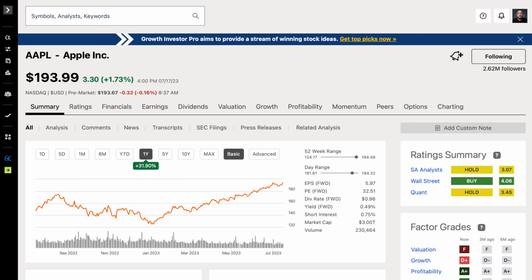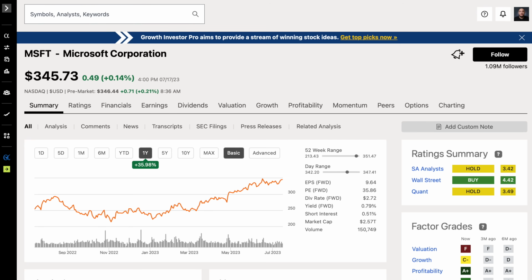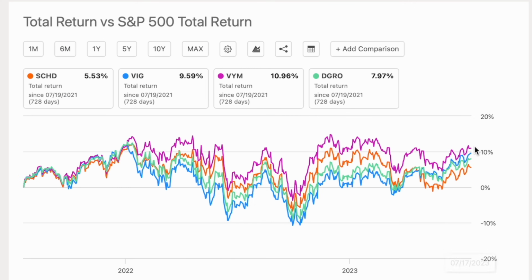But the reason it may be controversial to some is you're going to miss out on great companies like Apple or Microsoft, because their dividend yield will never meet that threshold of the top 50%. It may not seem like a big deal, but I'll show you the impact that it's had, at least recently, on how SCHD has performed against its peers.